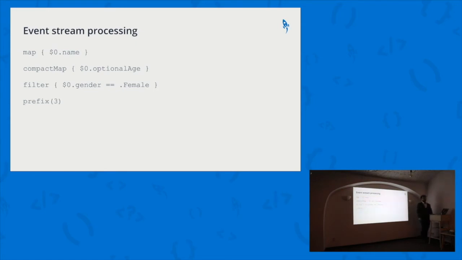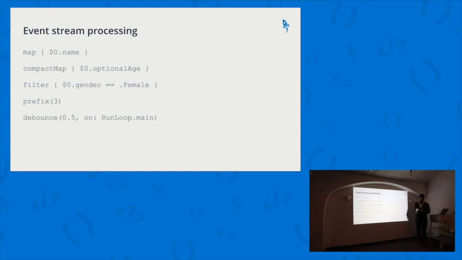We have prefix, which is, again, something which we would expect on an array, but wouldn't expect on, let's say, an event stream. What it does is it sends only the first 3 events from the stream and then cancels the stream. And then we have debounce.